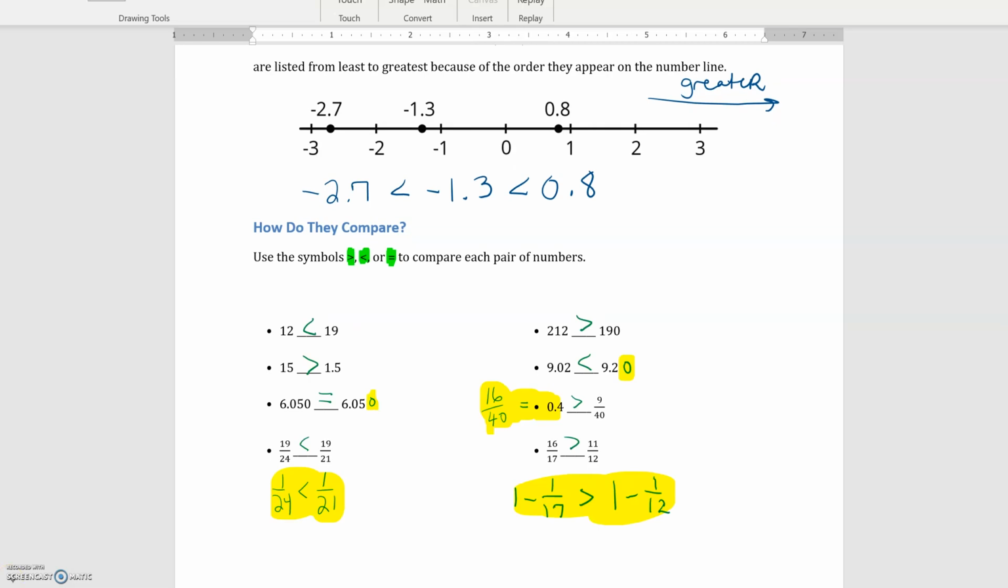Here are the answers to all 8 problems. I gave hints that are highlighted to help you decide why they're greater than, less than, or equal to. Pause here if you need to ask clarifying questions before we move forward to the next part of the lesson.